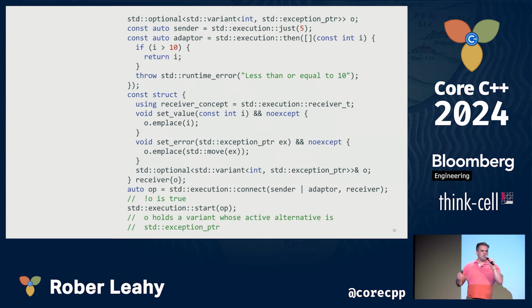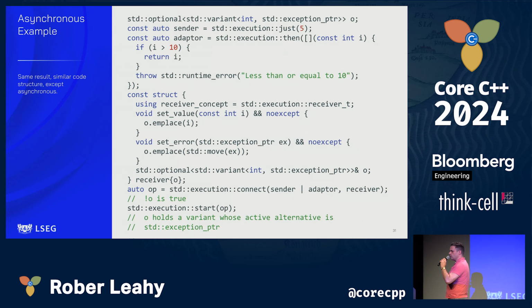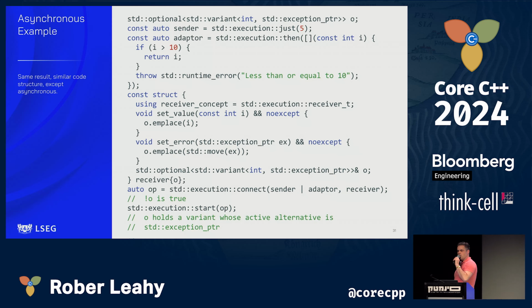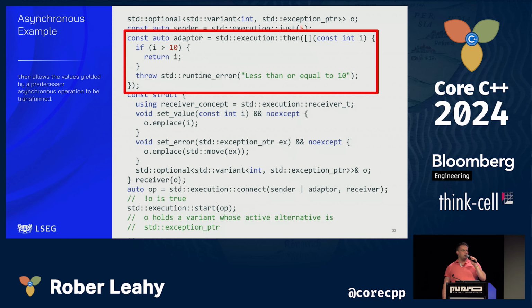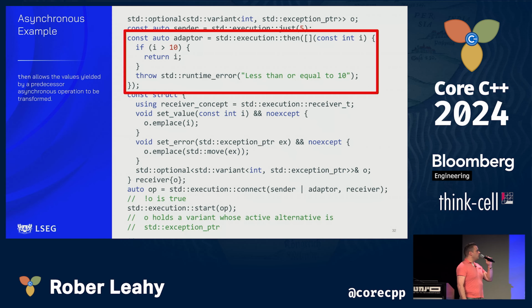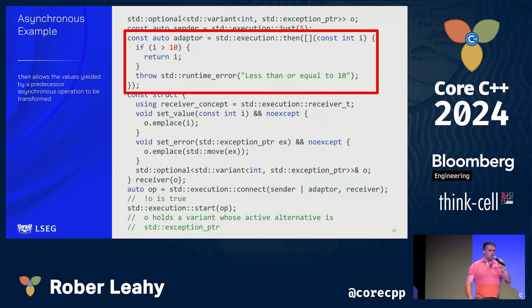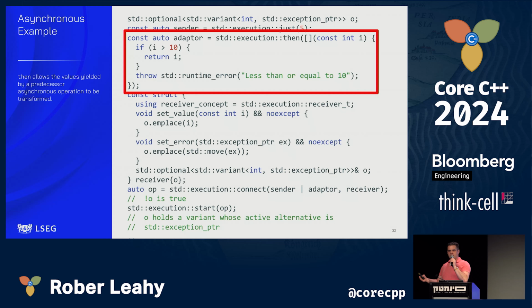What is more interesting is its isomorphic code in senders and receivers. Since we have 2 outcomes now, we now see that we have an optional of a variant representing the 2 outcomes. We still have a sender, which is a just sender having accepted 5, but now we have this adapter, which is obtained by calling stdexec::then. And the name of that function evokes to us the idea that this might be a continuation which takes place after some predecessor action. And this is borne out as we look at the lambda that is passed, which embodies the exact filtering we saw in the synchronous domain.